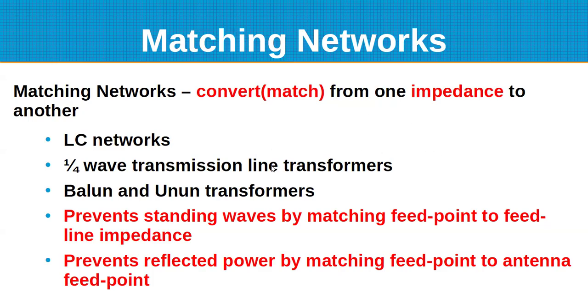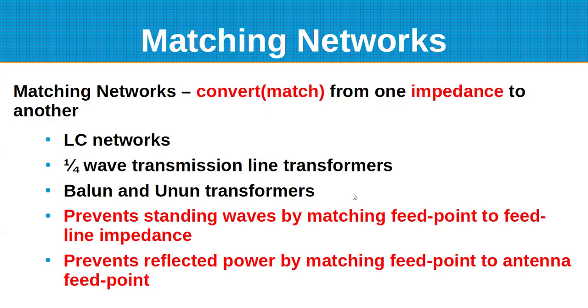You can also use a quarter wave transmission line. I think I have an example of that one. And then a lot of times you'll use a balun or an unun. The difference is a balun means it's a balanced to unbalanced. An unun is an unbalanced to unbalanced transformer.